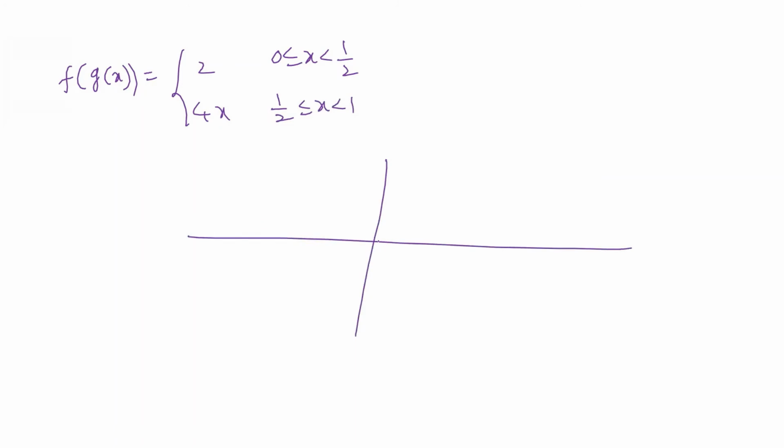So what we have here, f of g of x is going to be equal to 2 when 0 is less than or equal to x less than half, and this is 4x when 1 by 2 is less than or equal to x less than 1. So let's try to draw the graph of this. So this one is going to be 0. So here we have 1 by 2 and here we have 1. And similarly, we are taking minus 1 by 2 and minus 1 points here. So let's say this is the point 2.